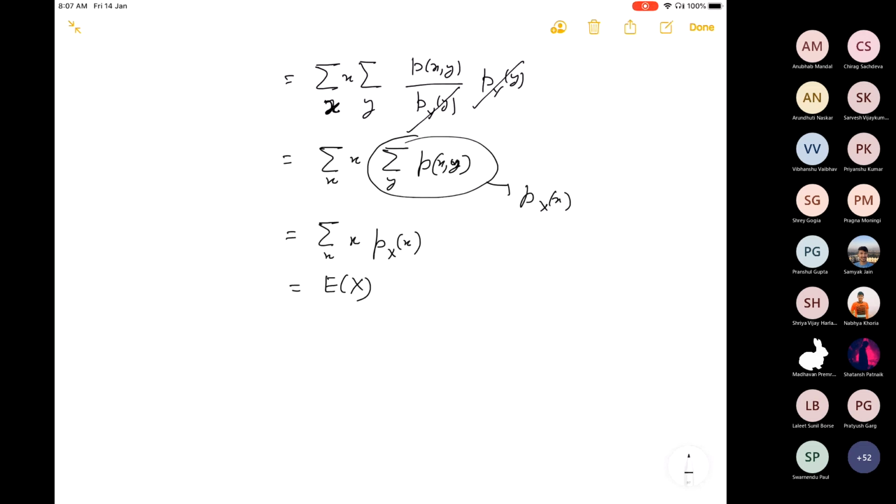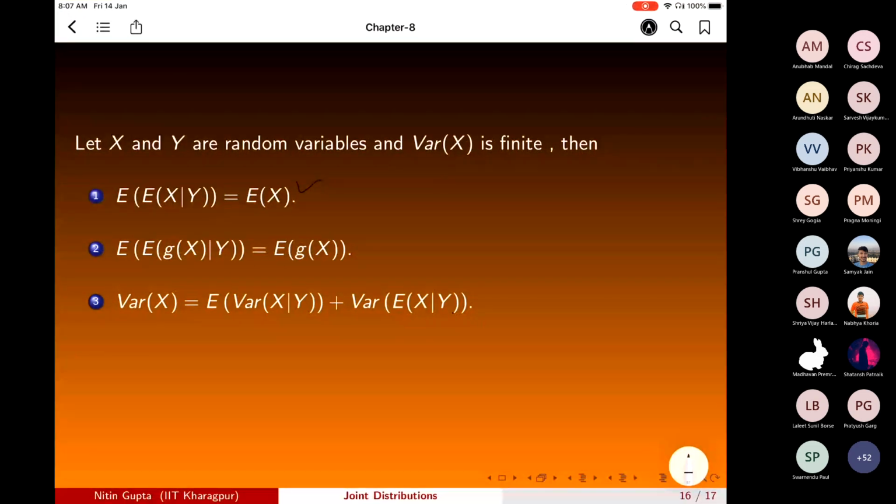In the same fashion, you can show the second one also: the expected value of g of x given y is the expected value of g of x, where g may be, for example, x square or x cube. The variance of x can be written as the expected value of the variance of x given y plus the variance of the expected value of x given y. The proof will go in the same fashion.